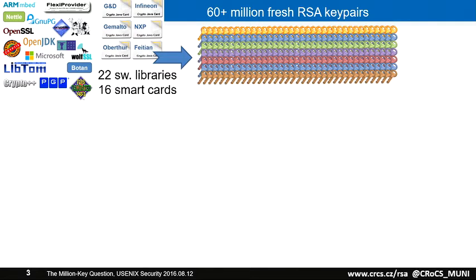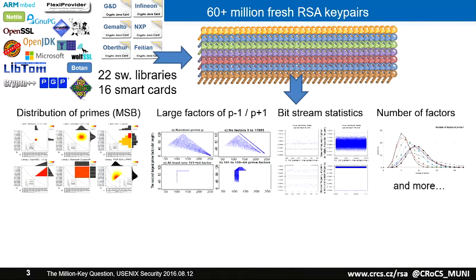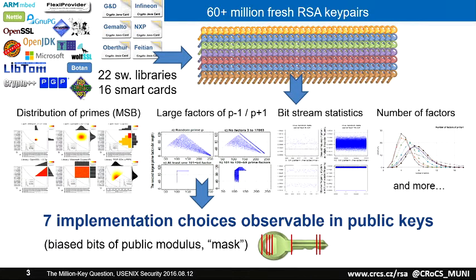And with this, we got both the private part and the public part, primes, modulus, and we ran a lot of analysis on this. We inspected different parts. And as a result, it turned out that there are at least 7 implementation choices made by the developers of these libraries or smart cards that bias some bits in a public key. And what can we do with that?